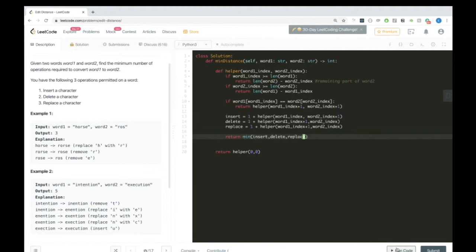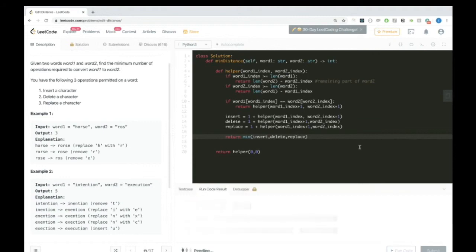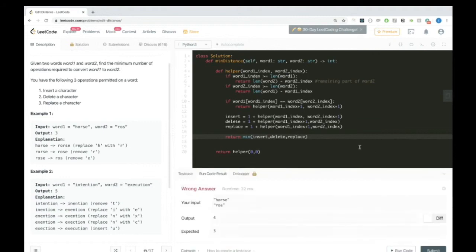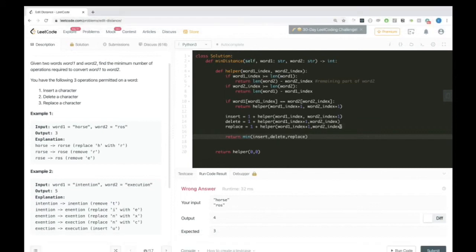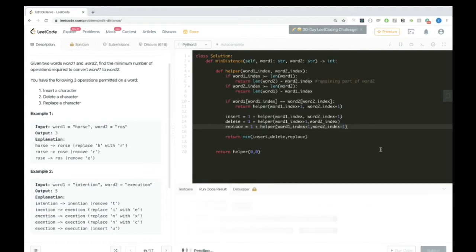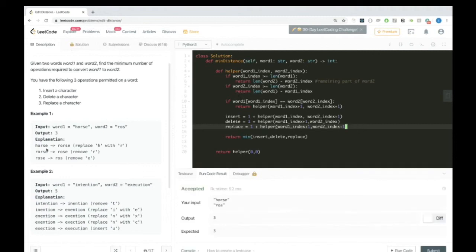So let's try running the code. So we have a mistake here. You can see that our replace is exactly the same as delete. So we actually have to increase this by 1. And then let's run this code, because for the replace, we have to move both index pointers for both word 1 and word 2. You can see that this is accepted.